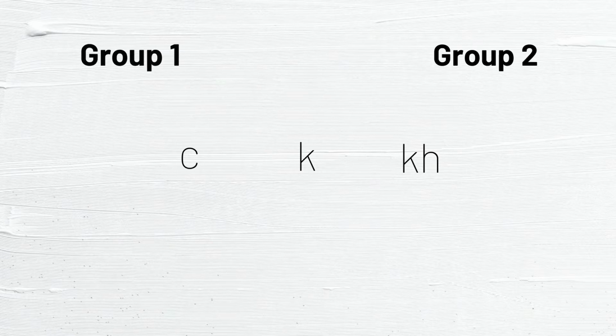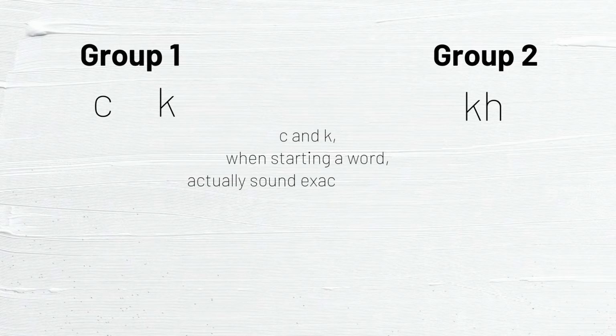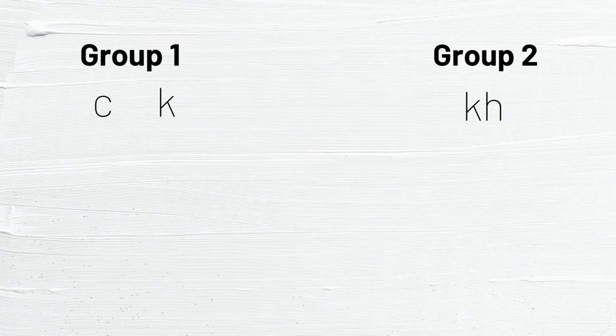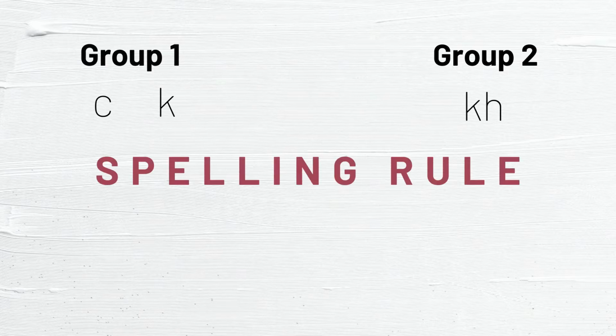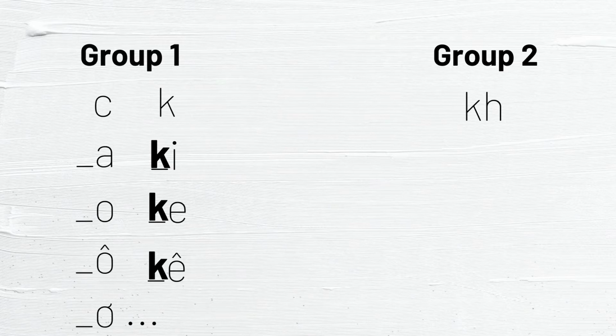First, let's simplify things by putting them into two groups. The first group consists of two consonants, C and K, and the other group is KH. The reason for this is that C and K, when starting a word, actually sound exactly the same. So now the question is when to use C and when to use K. Here's the spelling rule. If followed by vowels I, E, and E with a hat, the consonant must be K. And if followed by vowels other than those vowels, the consonant is C.